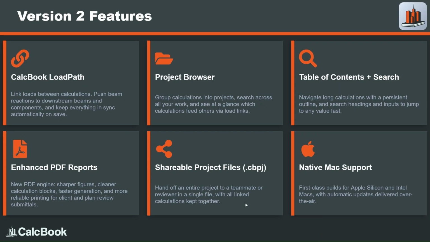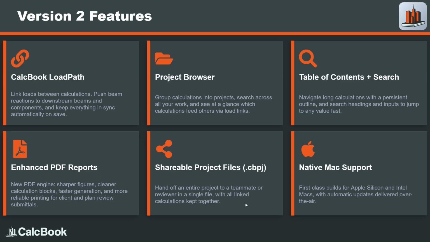CalcBook version 2. So the first thing that we've done is we have created CalcBook LoadPath, which allows you to link your loads between different calculations. So not only can you link loads from one beam to another beam, but you can also link the reactions of a beam into a component calculation, so a weld design or a shear tab or something like that.